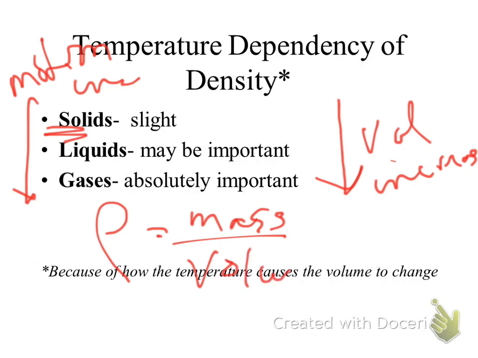So here's the deal. Like this slide says, if volume changes with temperature, you're going to have to specify the density of a substance at a particular temperature. Do you know what I'm saying? A lot of times you'll see rho of H2O, water, at 20 degrees Celsius. So we're qualifying it. It's dependent upon temperature.